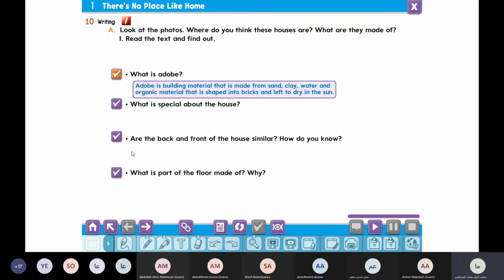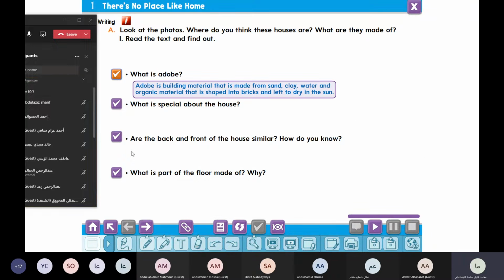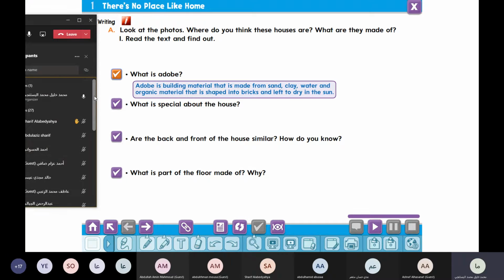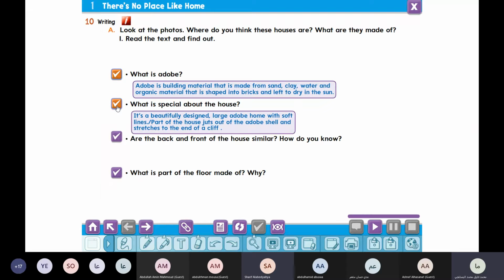Now, what about the second question? Who can read the second question? Sharif, yes, read the second. What is special about the house? It looks normal from the outside, like the rest of the Adobe homes, but from the inside, it's different.